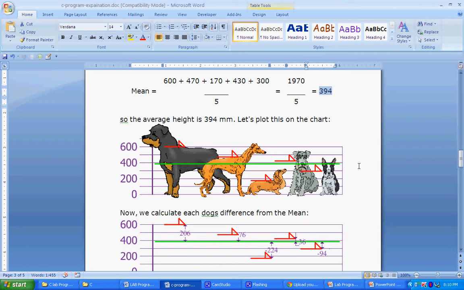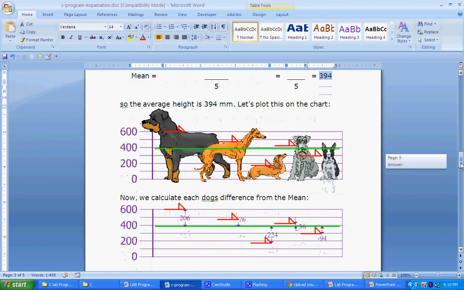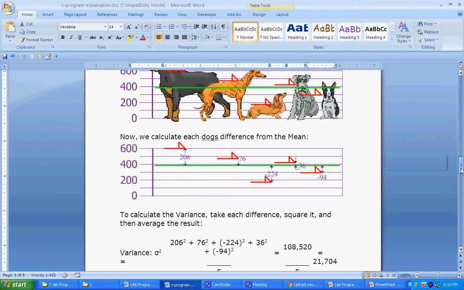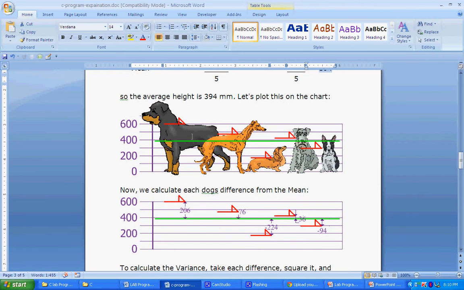Then we need to go for finding the variance. How to find the variance? From this green average line, we are going to find the difference between the original height and the average height. The height of the first dog is 600 millimeters. From the average line, it has a difference of 206. In the same way, the second dog has a difference of 76 millimeters from the average line. Then the third dog, which is the shortest one, has minus 224, because we are subtracting the average value from the original height of the dog.